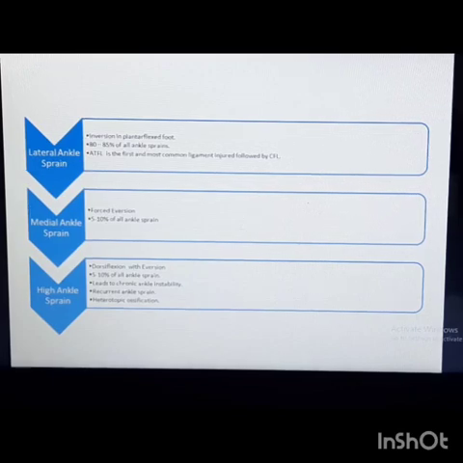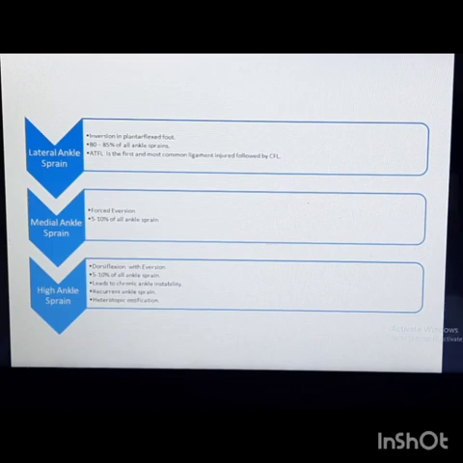ATFL is the first ligament commonly injured, followed by CFL. When you hear anything about lateral ankle sprain, just close your eyes and say yes, it has to be ATFL, because it is the first ligament injured in a lateral ankle sprain, followed by CFL and other ligaments. So if you don't know which ligaments are involved in an ankle sprain, just remember this ligament, the anterior talofibular ligament, which is the first to get injured in any inversion plantar flexion injury.